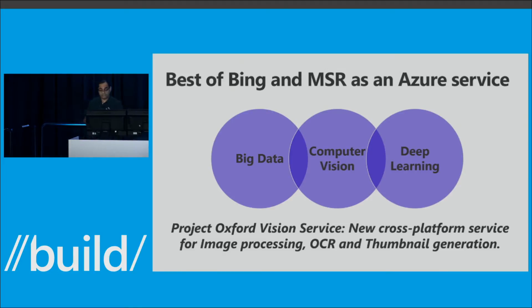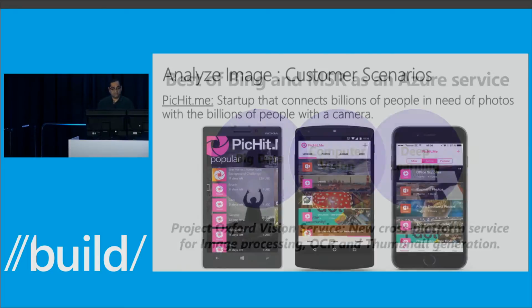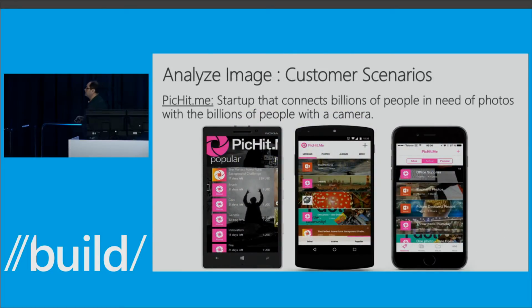The services we are providing today are part of Project Oxford, which I'll talk more about, and they're cross-platform, so you can use them from iOS and Android as well. I'll go into the details of all of these 3 services. Before I get into the details, I just want to talk a little bit about one of our customers, one of our launch partners. This is PicHit.me, and what they are building is a marketplace where they want to connect people who are supplying images with people who need images. As you can imagine, they process thousands of images every day.